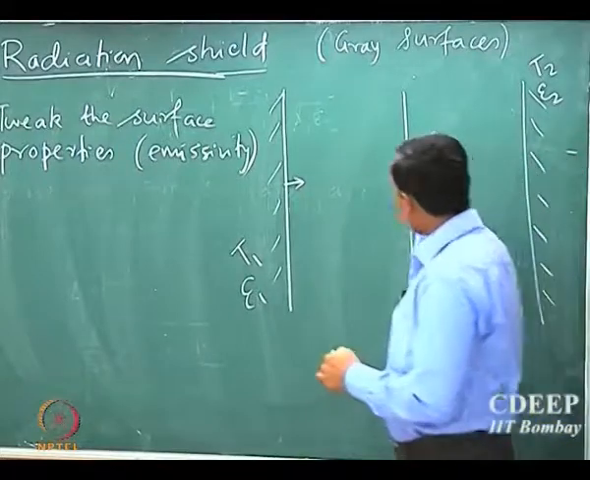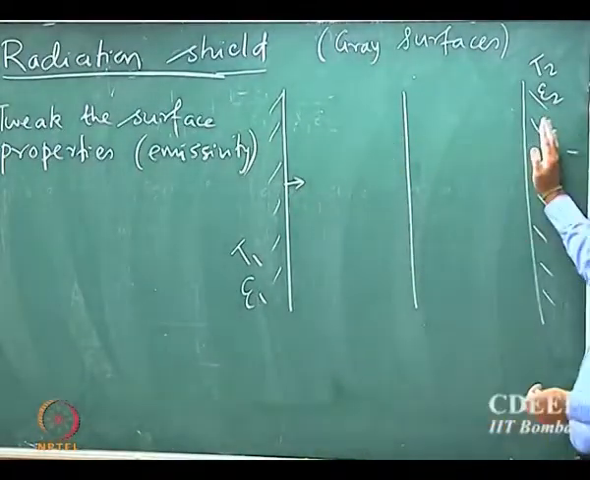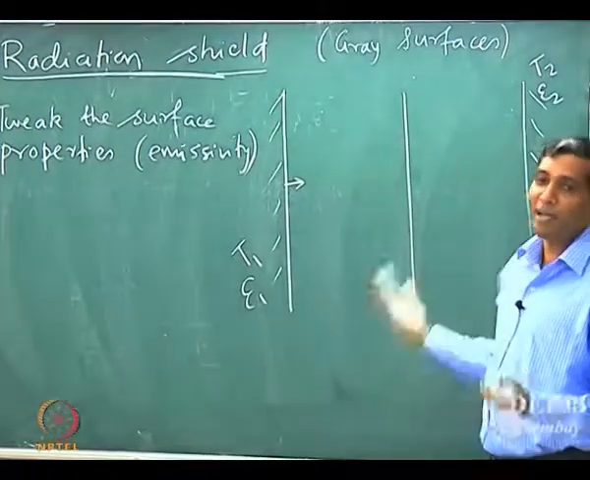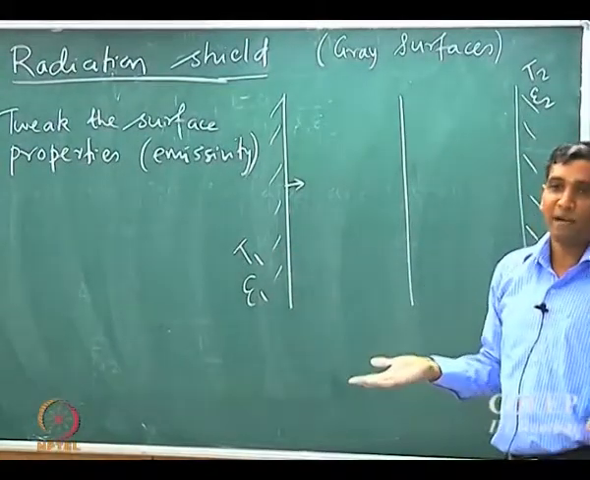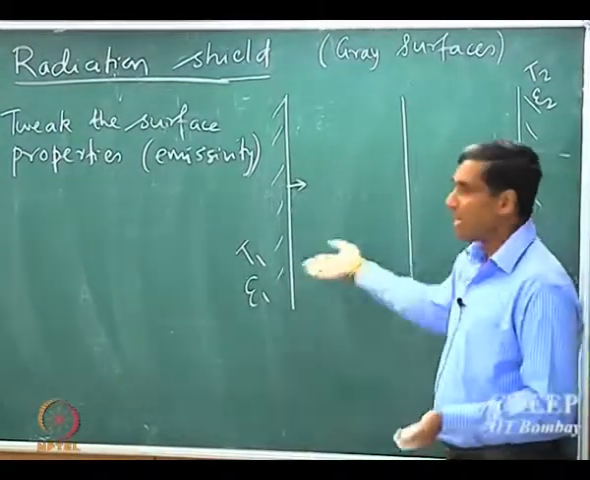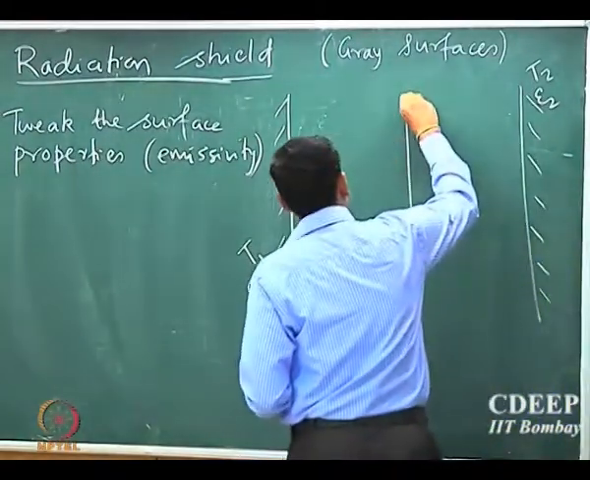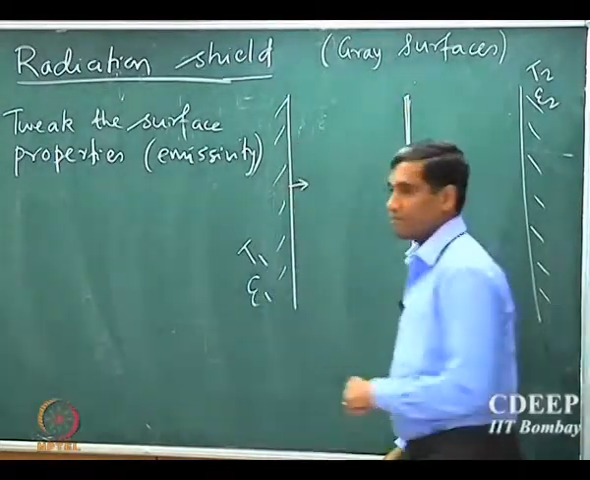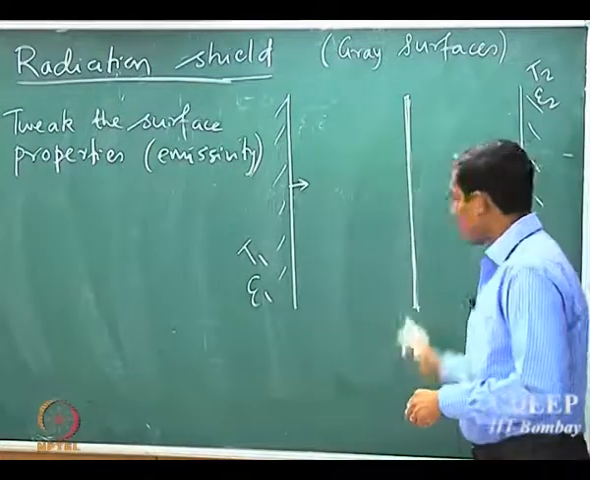So we need to place something in between in order to protect the second surface from receiving the radiation emitted, or minimize the radiation that is received from surface 1. It cannot be completely 0, but you minimize it as much as possible. And the way it's done is, you put a finite thickness material, a surface, in between. Let's say it's a parallel plate.